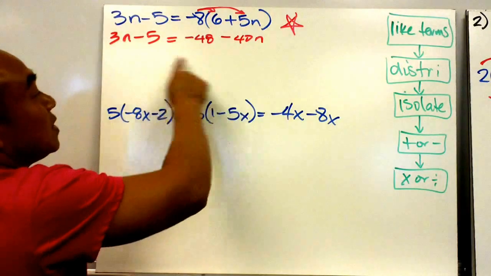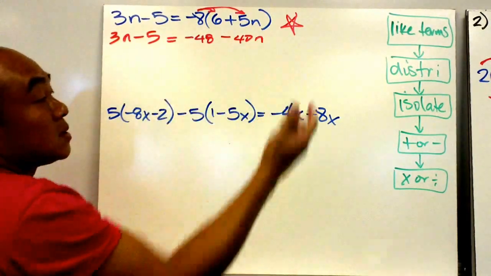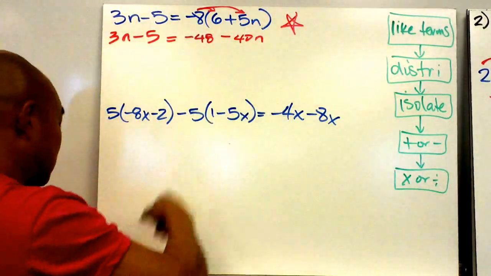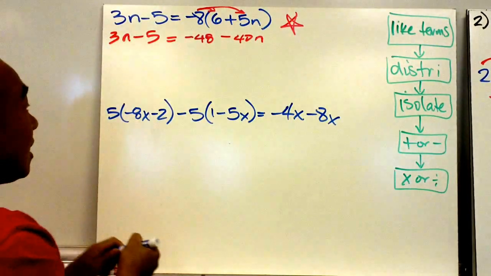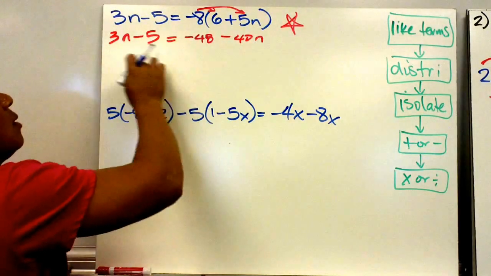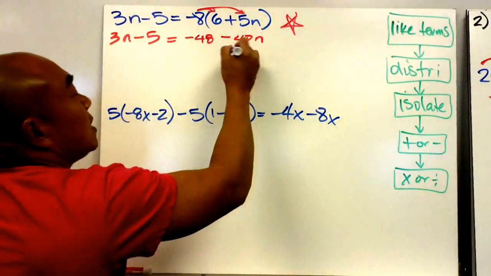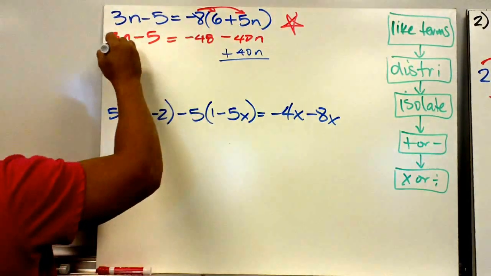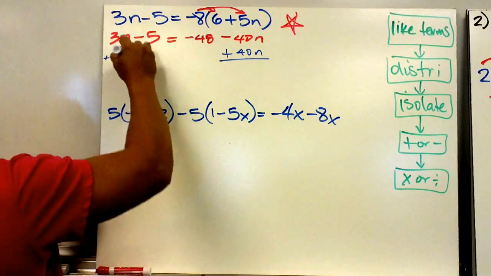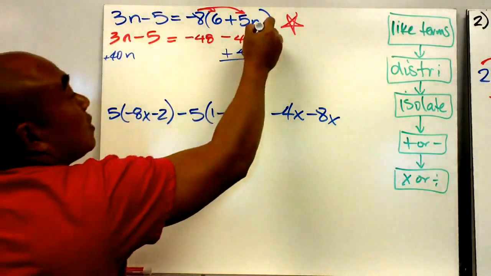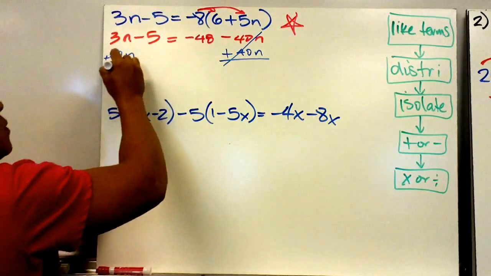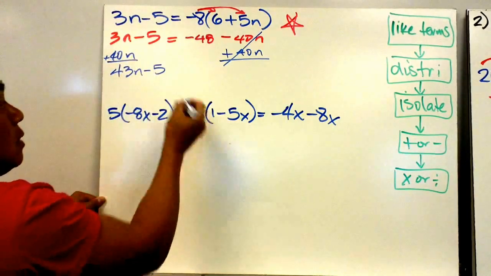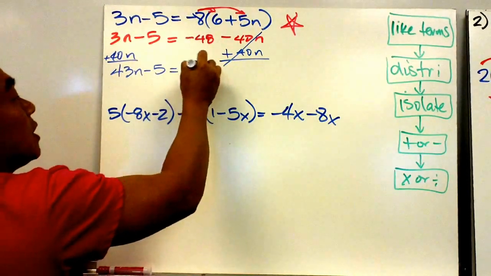So now I have this, I get to go ahead and isolate the variable, because we're done distributing. We have nothing to combine. So I'm going to take the negative 40n. To make things easier, I'm going to move it over to this side. So I'm going to add 40n, add 40n. So what I have here is that's gone. I now have 43n minus 5 is equal to negative 48.